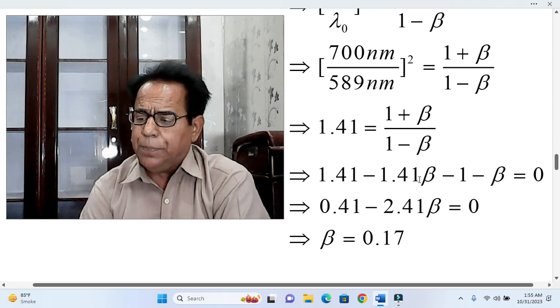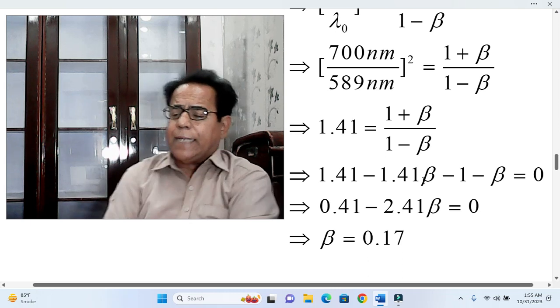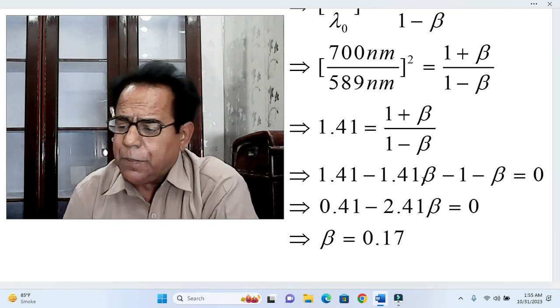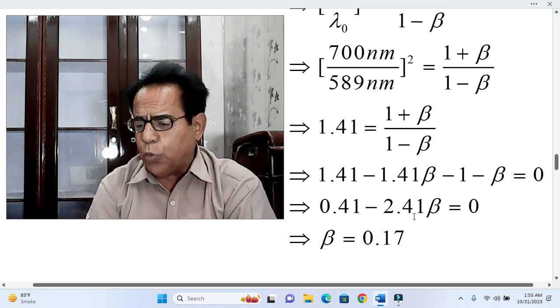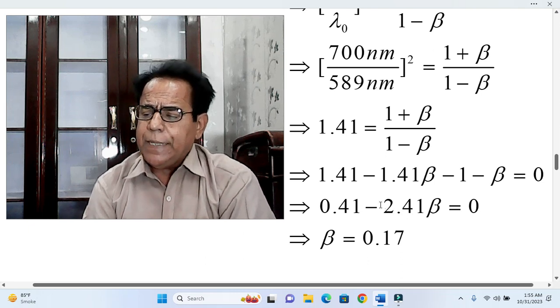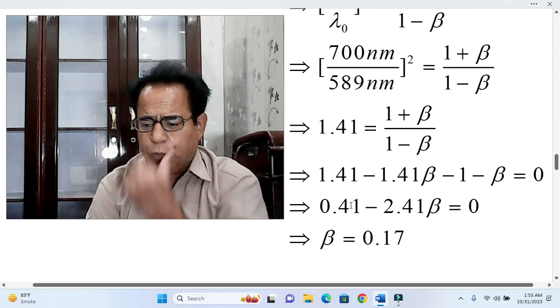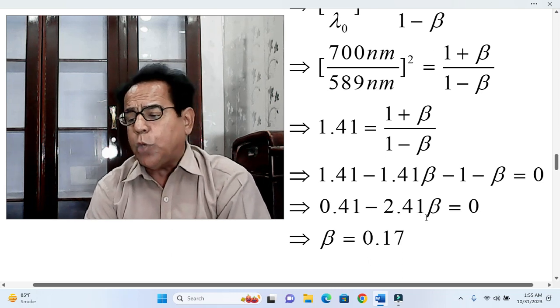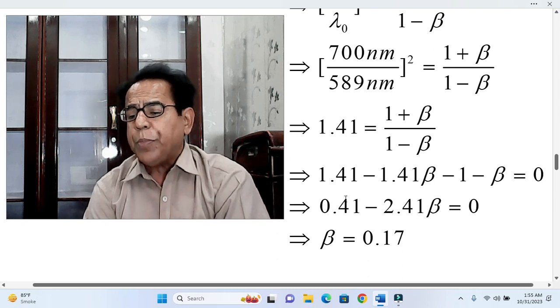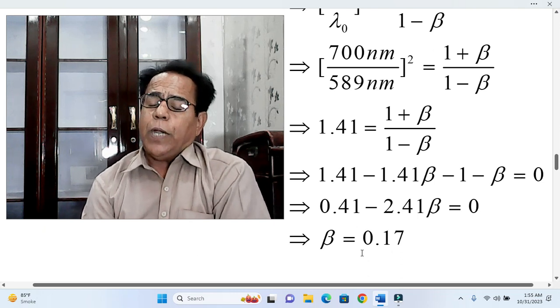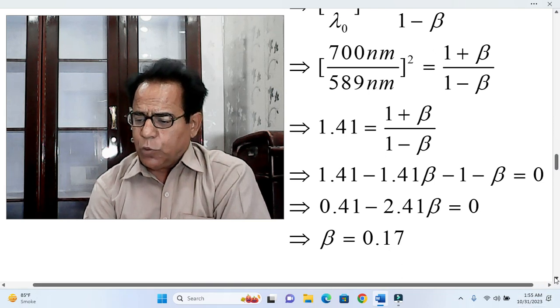Okay, because this is 1 beta and this is 1.41 beta, and both have minus signs, so both will be added, but their sign will still remain as minus. So it will become 2.41 beta. By transferring it on the other side of equality, 0.41 will become equal to 2.41 beta, and hence beta will become equal to 0.41 divided by 2.41, and hence beta will become equal to 0.17. Okay, this is the value of beta.